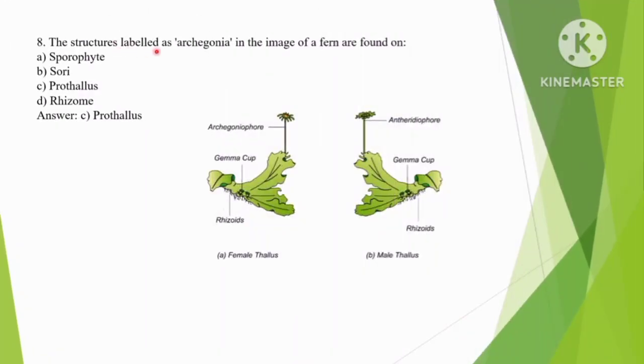The structures labeled as archegonia in the image of a fern are found on. Right answer is option C, prothallus. So here, this is the female thallus and this is the male thallus. You can see there are gemma cups which produce the gemmae. Then these are the rhizoids, root-like structures. Then archegoniophore, bearing the archegonia. And here in case of male thallus, there will be antheridiophore, which bears the antheridium.